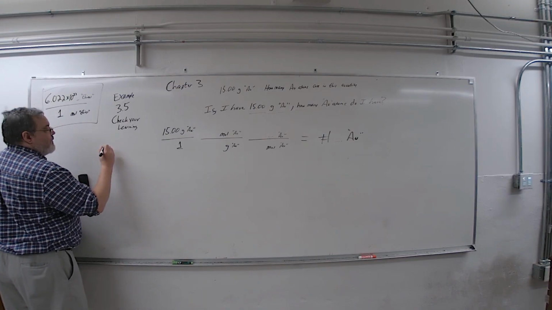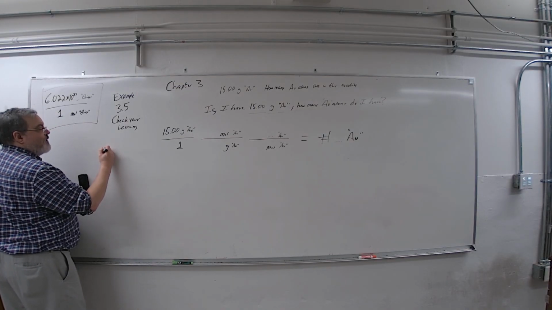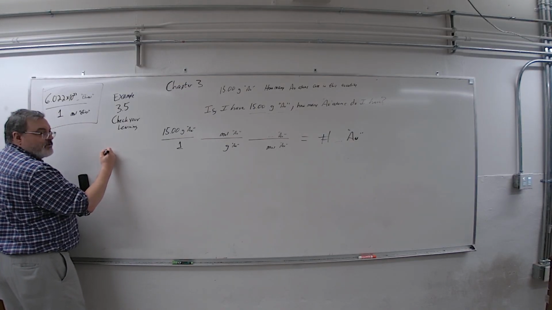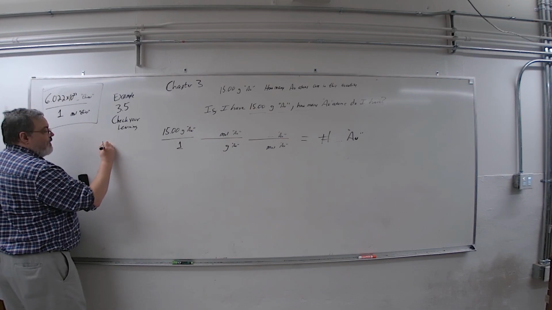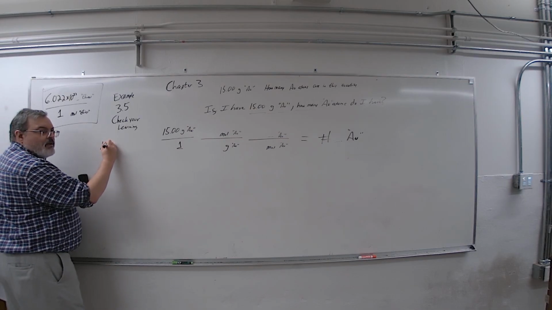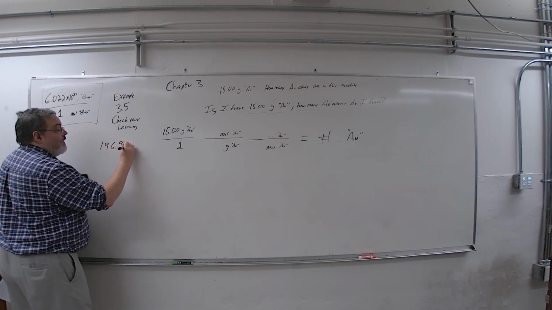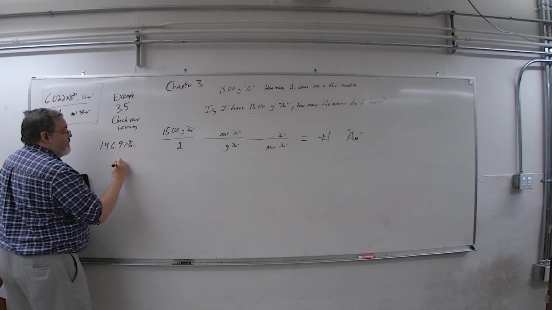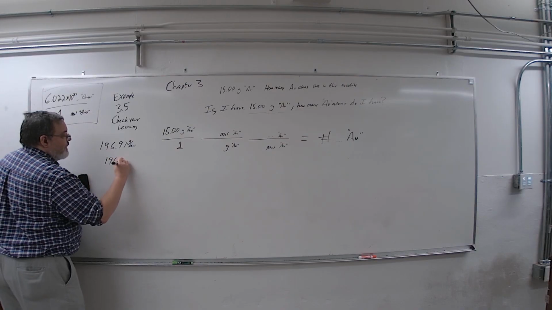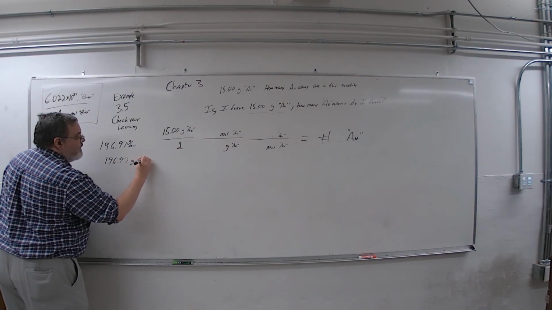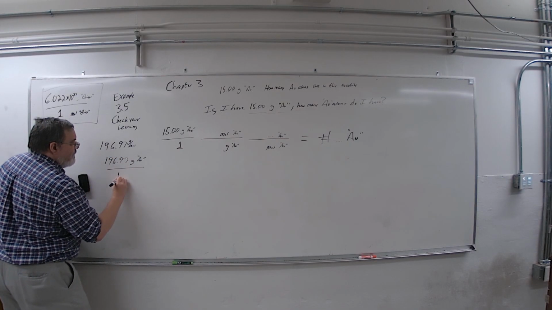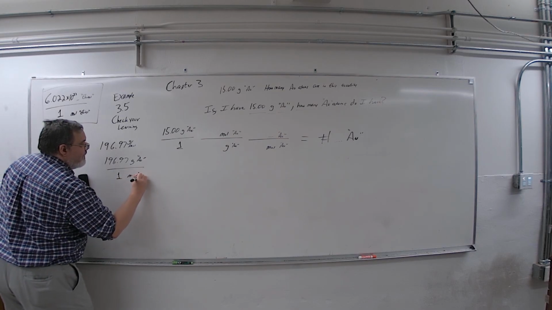On the periodic table, what do you see for gold? It's below copper, a couple rows down. 196.97. 196.97 grams per mole, which means 196.97 grams Au, 1 mole of Au.